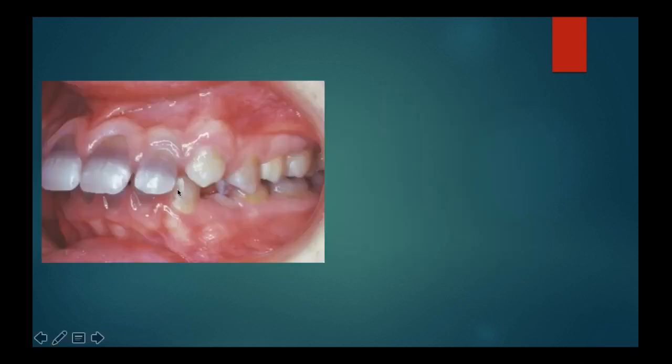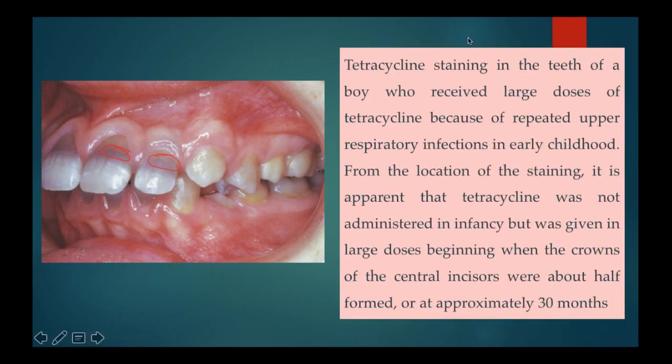So here what we can see in this picture is that there is staining of the teeth. The question which was asked to us is, what kind of staining is present in this picture in a patient who has been taking medication for respiratory illness? So let's check what the staining is. This is basically a tetracycline staining.